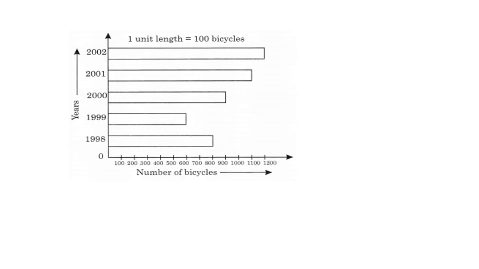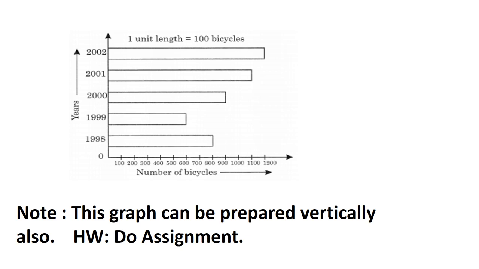This is the horizontal bar graph. You can draw it vertically also. Then on the x-axis, here you can choose years. And on the y-axis, you can take number of bicycles. And 1 unit length equal to 100 bicycles. Okay, this bar graph can be prepared vertically also.